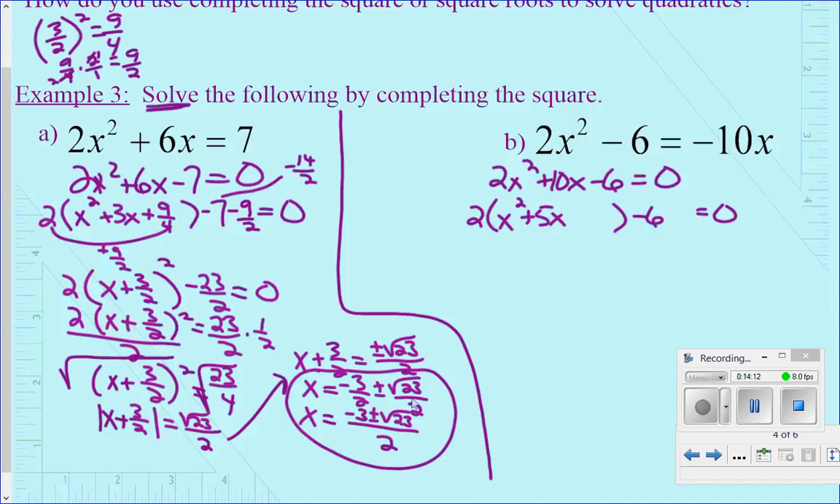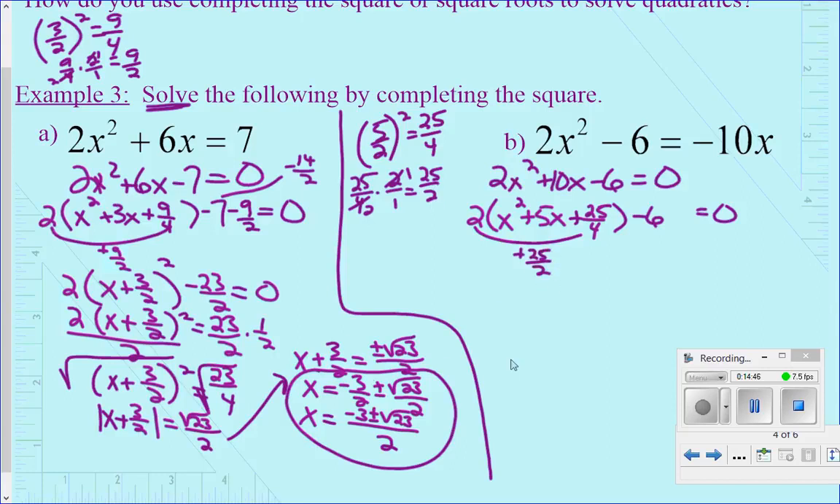So now I'm ready to complete the square. I'm going to take 5 halves and square it, giving me 25/4. So 25/4 is what I'm going to add on. But it actually wasn't 25/4 because of the 2 in the front. So 25/4 times 2, simplify on the diagonal before multiplying, is 25/2. So 25/2 was randomly added, which means 25/2 should be subtracted.